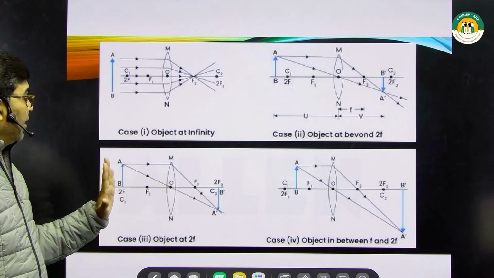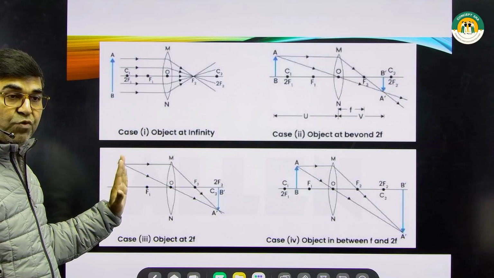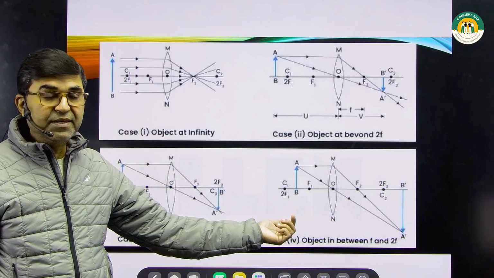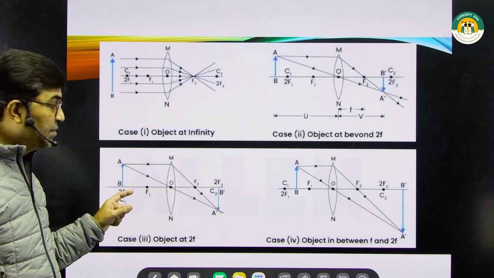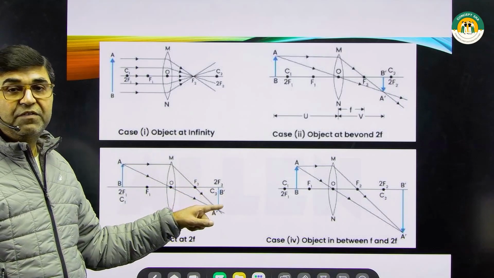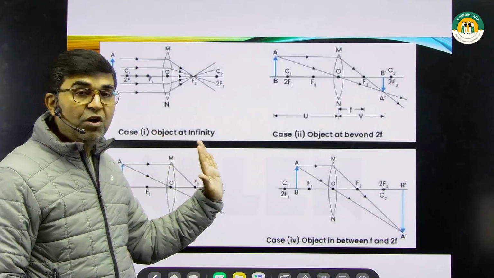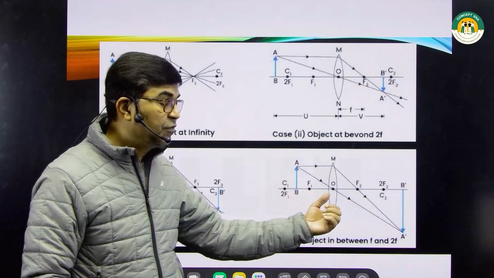Third case, when the object is placed at 2f on the left side, the image will be formed at 2f on the right side. Distances are same, so image size and object size will also be the same. So image will be real, inverted, and same size as the object. If we move the object further closer to the lens, the image moves further away.